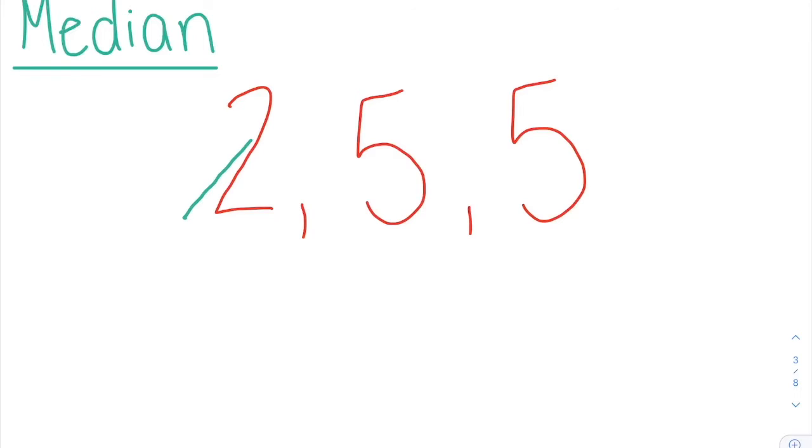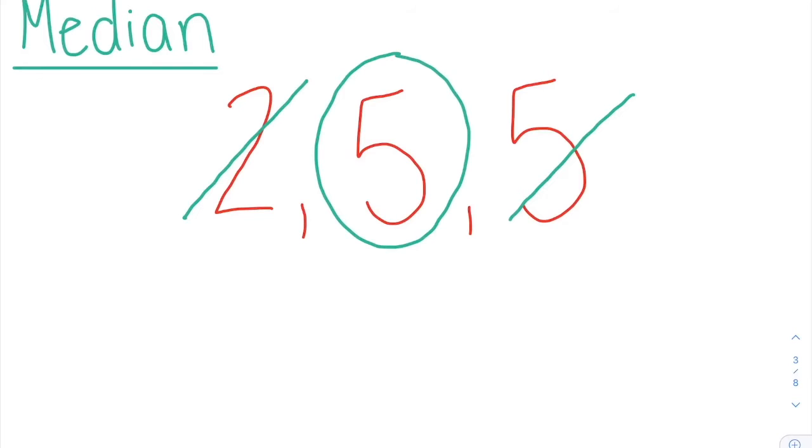So we're going to cross off 2 and cross off this 5 on the end, and that is a pair that we just crossed off. Because this is a smaller set of data, you only have one pair to cross off. As you can see, 5 is the number directly left in the middle. So our median is 5.